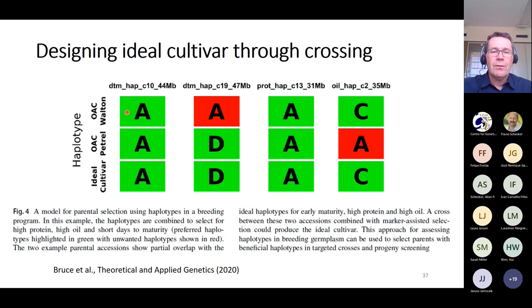So as you can see, these two haplotypes have already been fixed in OEC Walton and Petrel, one for maturity and one for protein. They already have the ideal haplotype. OEC Walton doesn't have the ideal haplotype for the other gene for maturity, and we know it because it's a later maturing variety than OEC Petrel. And OEC Petrel, on the other hand, has an undesirable haplotype A, which brings the oil content lower than it should be. So this kind of exercise can be applied to any haplotype on any chromosome, and one can pick the parents based on this to try and develop the ideal haplotype that's shown here on the bottom in future varieties.